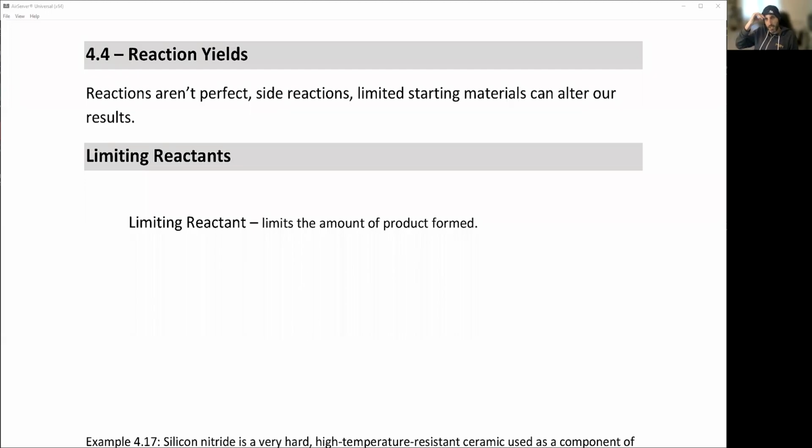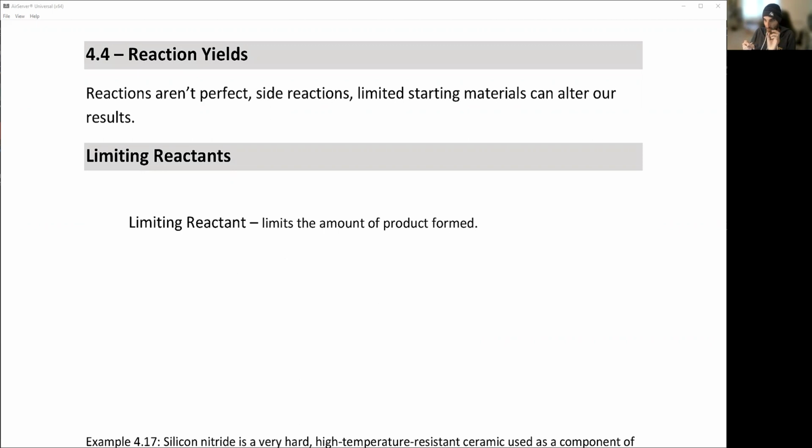Okay, so let's take a look at reaction yields, which is the next part of stoichiometry. In stoichiometry, we saw that we can figure out how much product we're going to make, and how much reactant we're going to need. If I want to produce X amount of product, I know what I need to start with. Basically, we can convert any chemical into another chemical.